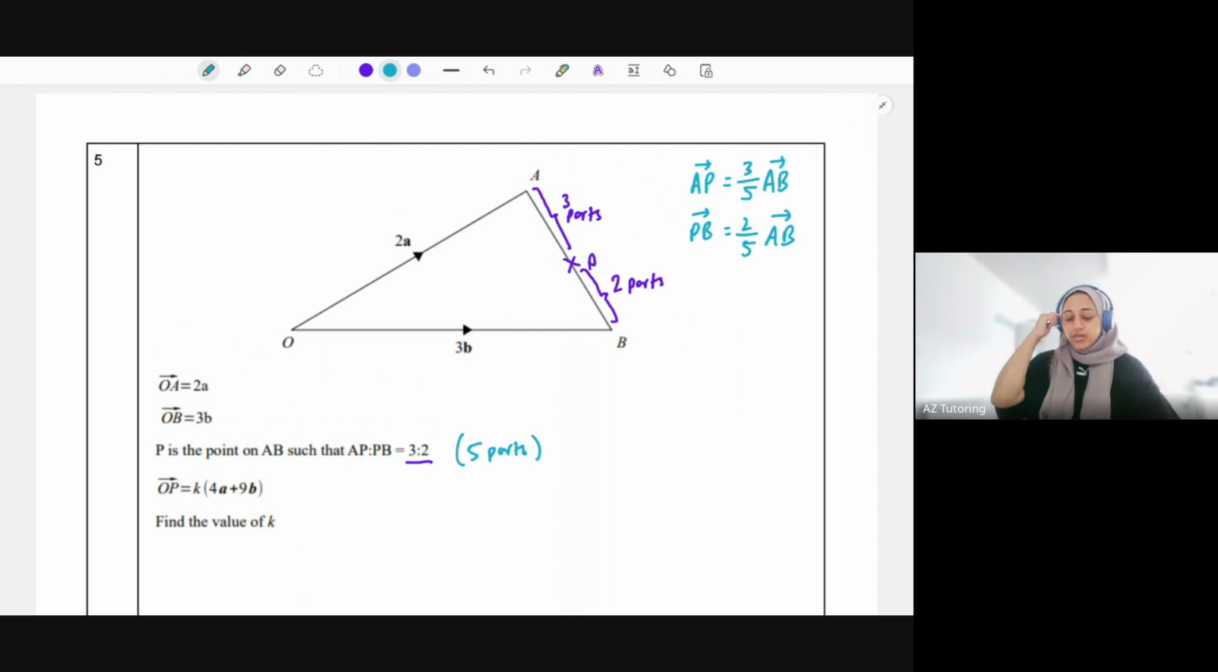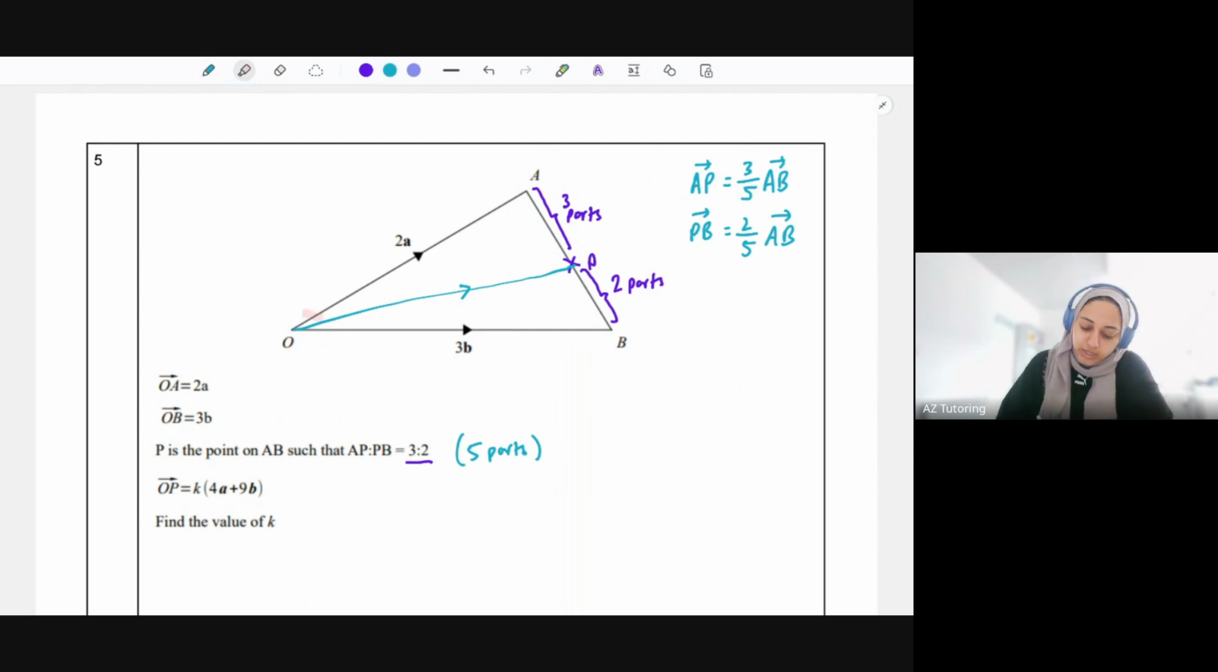So if we worked out AB, then we could figure out what AP and PB is. Okay, so that's the relevance of whenever you're given a ratio and that point is lying on the same line. It says OP equals this, but they've not told us what K is, and we're finding the value of K. So what we're essentially finding is the vector O to P, so this vector here, by taking a different path, and then hopefully we can factorize it and we'll end up finding K.